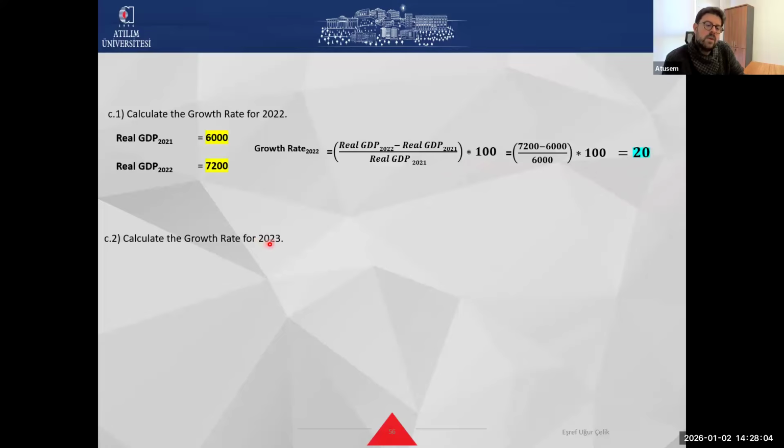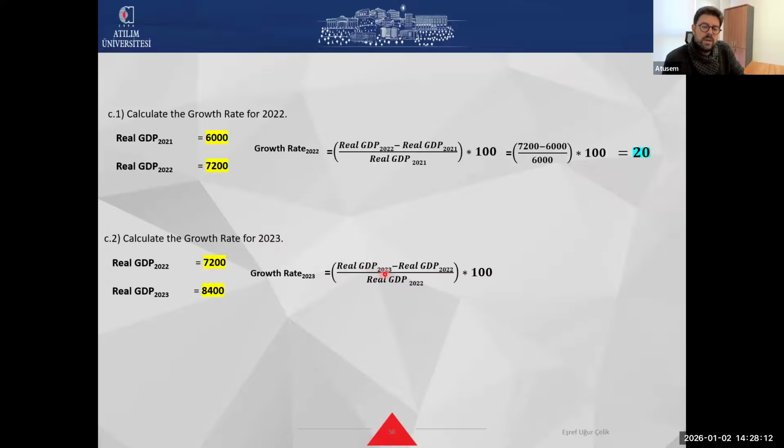What about the growth rate for 2023? Real GDP 2023 minus 1 year earlier, divided by 1 year earlier, multiplied by 100. Okay.